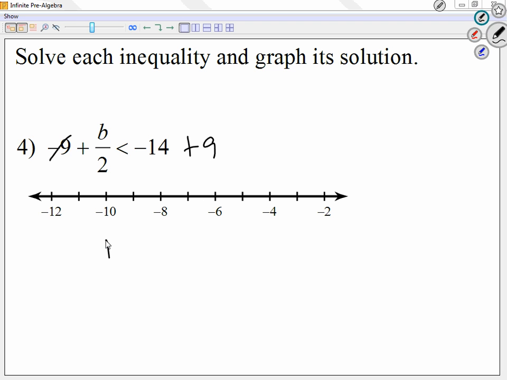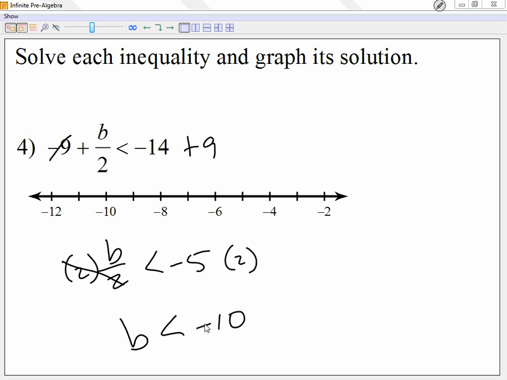So I'm going to have b over 2 is less than negative 5. A fraction is division. The opposite of dividing is multiplying. So let me multiply both sides by 2. So I'm going to get b is less than negative 10. So negative 10, I don't fill it in. In this case, I go towards the left. Since the letter is written first, we respect the direction of the arrow. Any other questions for the first 8?